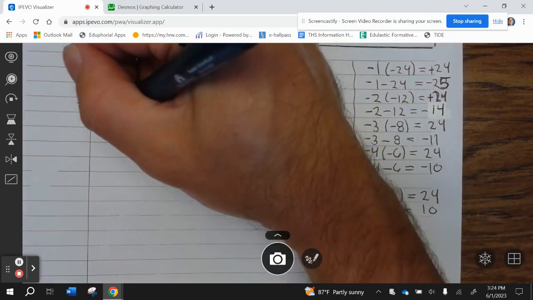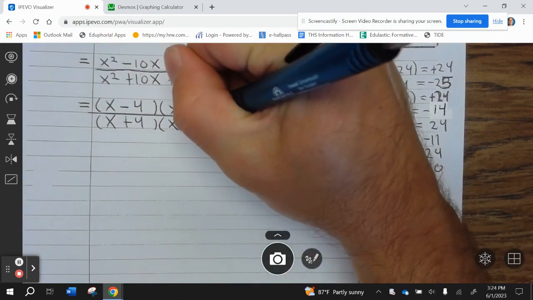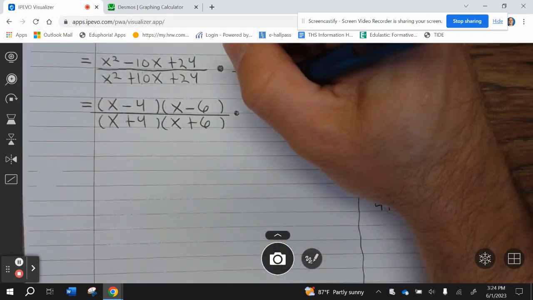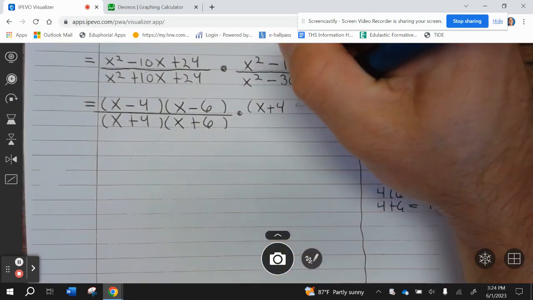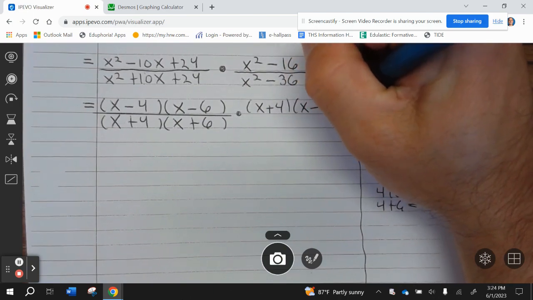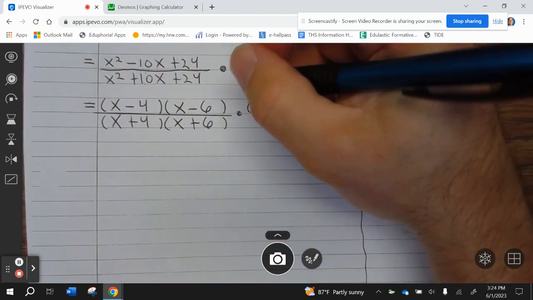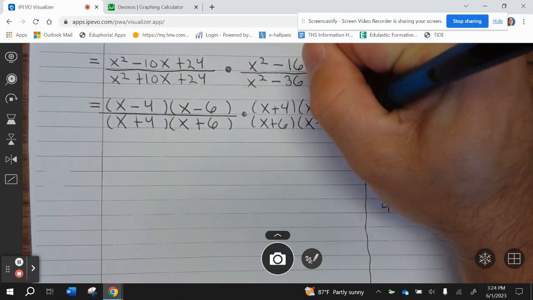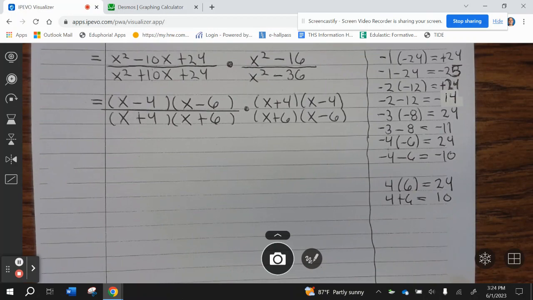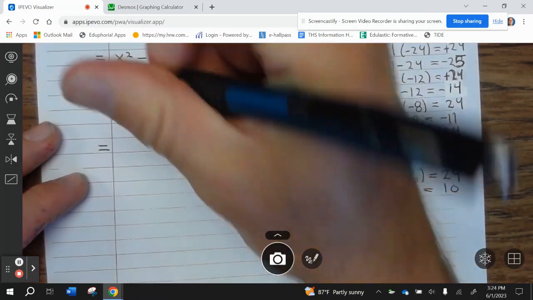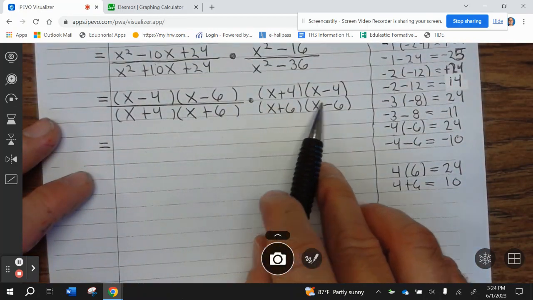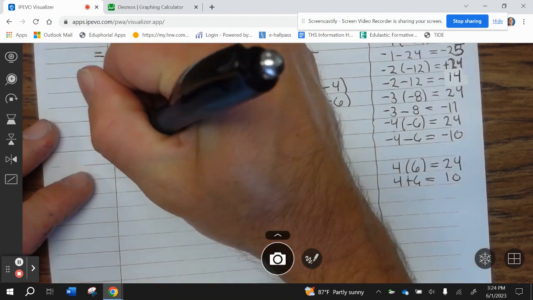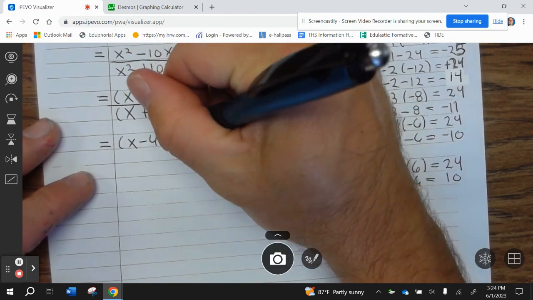So I have 24, I have 10. So our factors are x plus 4, x plus 6, times difference of squares, x plus 4, x minus 4. Again, difference of squares, x plus 6, x minus 6. Okay, so now I'm going to look, does anything divide and become 1? No, not lined up, but let's line up the numerator again, and let's see if we can find anything that divides and becomes 1.